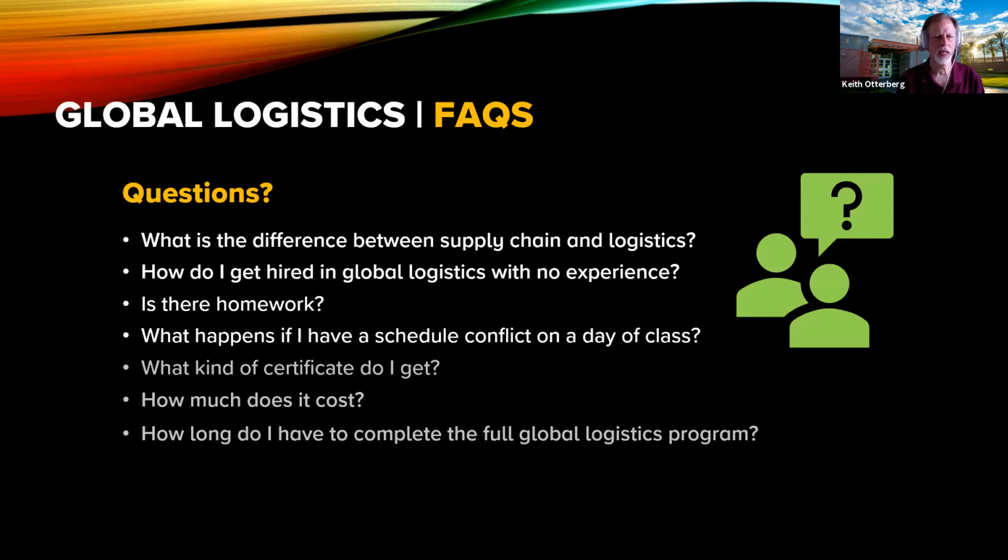Next question is, how much does it cost? The total cost for the 6 courses is $1,190, and the book is approximately $340. It varies depending on which online retailer. If the program is held in person, you'll have parking fees, but right now that's not the case. So those are the only two costs you have to think about.